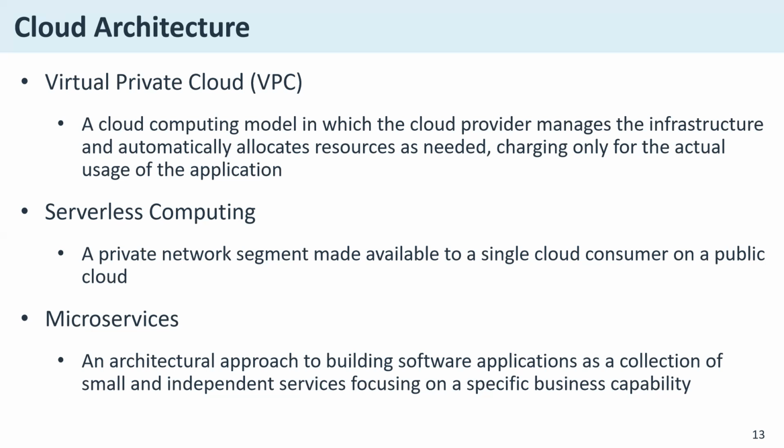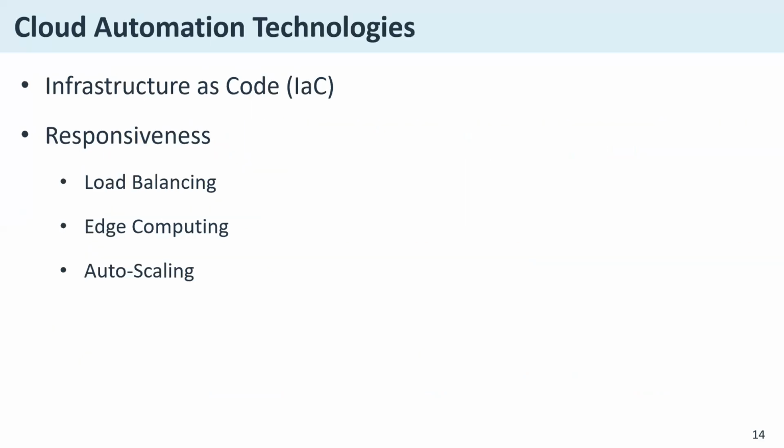Then, of course, we have serverless computing. Then you have what we call microservices, where you have miniature components of your entire application. It helps you run independent services, and they can meet specific business capabilities. So all of these are ways you can implement cloud architecture.